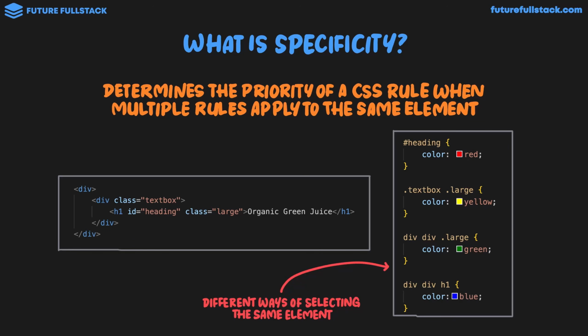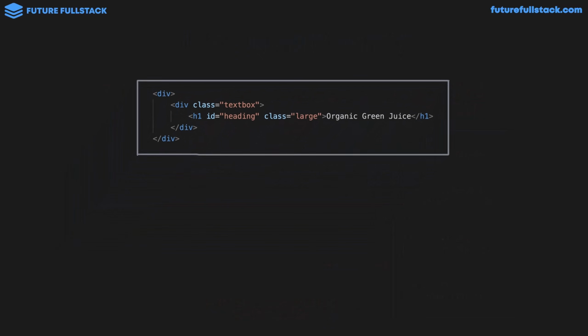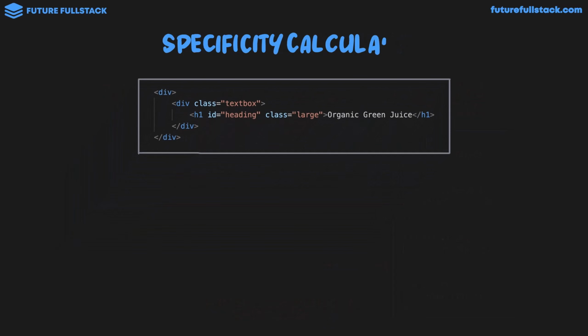So all these CSS rules are selecting the same element, the h1, but they're using a mix of different selectors, and they're all trying to apply a different color. So which color ends up being applied? To do that, we need to do a specificity calculation.